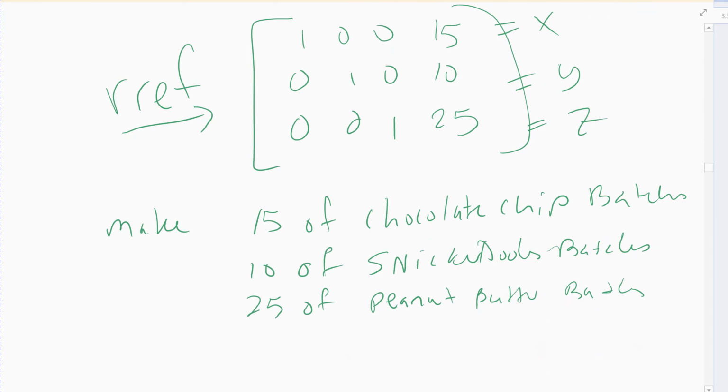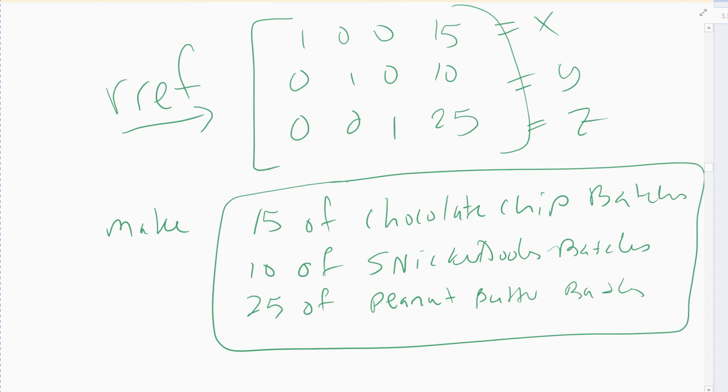If they do that, they'll use up all of their eggs, all of their flour, all of their sugar. All right, and so if they want to make the most of their materials that they have a limit on, they have a limit on eggs, flour, and sugar. Well, this is what they want to do. This is the batches they want to make.